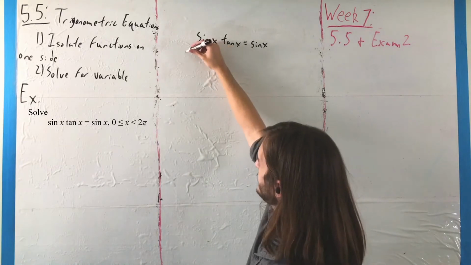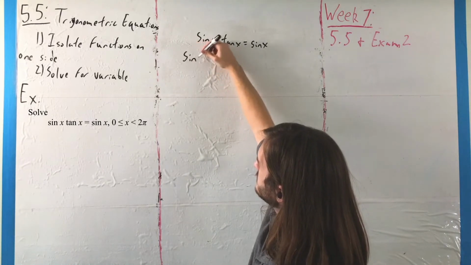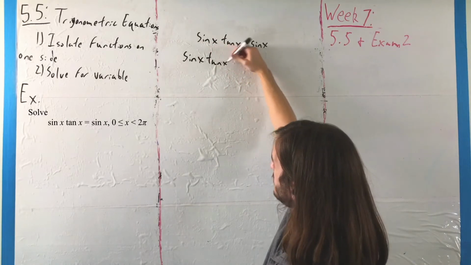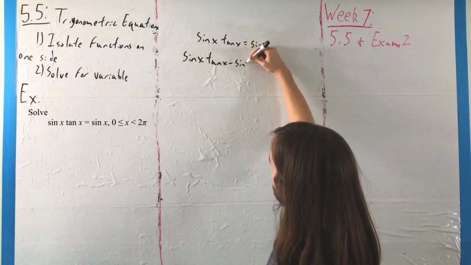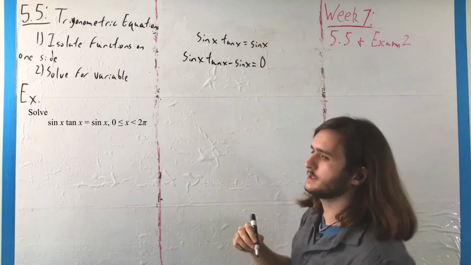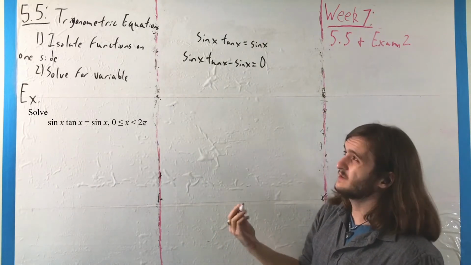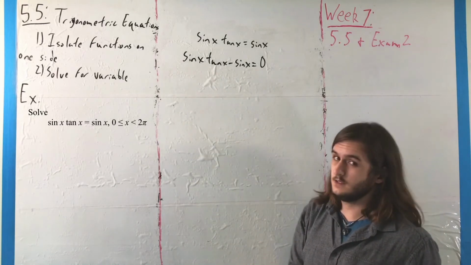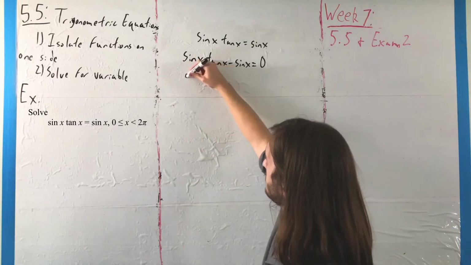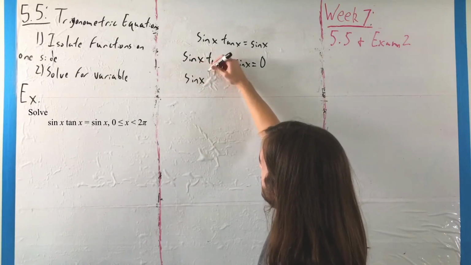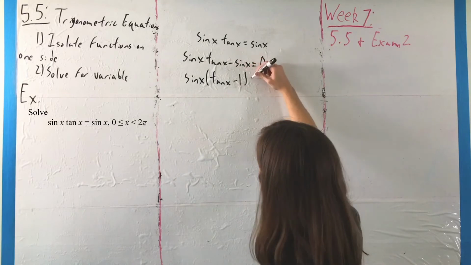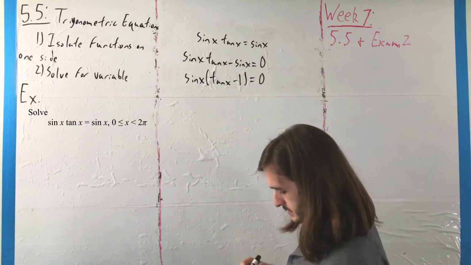Because sine and tangent do cancel, but not in this way. So we'll bring over that sine and we'll have sine tangent minus sine is equal to 0, and then from here, we don't have cancellations, but we do have too many sines, so we can pull a sine out of there and rewrite this as sine times tangent minus 1 is equal to 0.